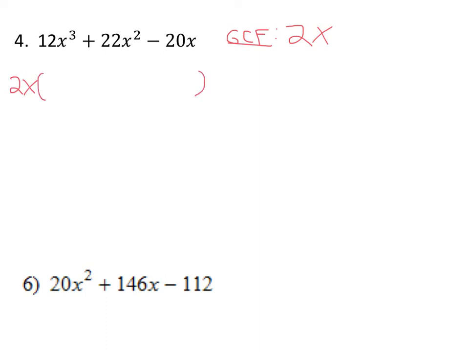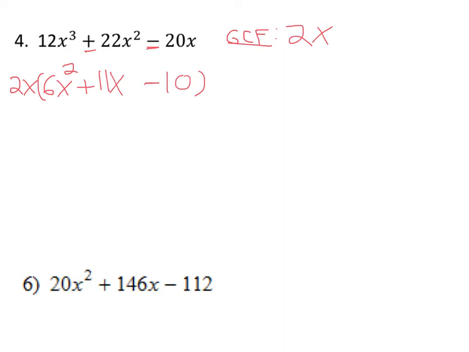Then I'm going to line it up with these signs. I'm going to bring down this plus, and this minus. And then we ask ourselves, 2x times what quantity gives me 12x cubed? That's going to be 6x squared. Then 2x times what is going to give me 22x squared? That's going to be 11x. And then 2x times what quantity is going to give me 20x? Well, that was the answer right there. It's just 10.